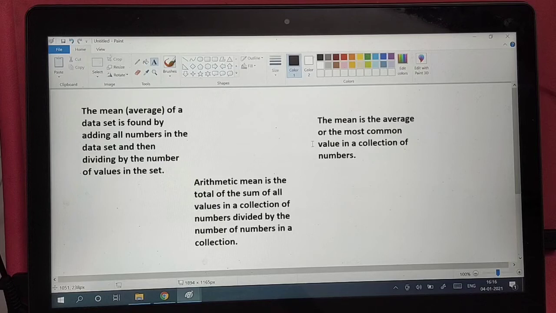The most common value in a collection of numbers. Arithmetic mean is the sum of all the values in a collection of numbers divided by the number of numbers in the collection. The mean average of a data set is found by adding all the numbers in the data set and then dividing by the number of values in the set. So basically, mean is the average that you find by dividing the sum of the numbers by the number of items, or the number of observations, in the given data set.